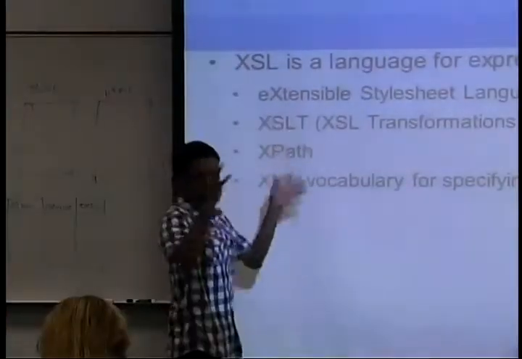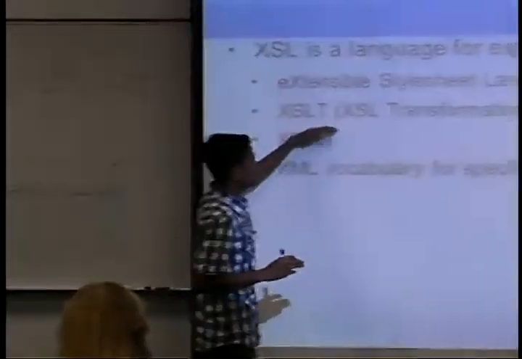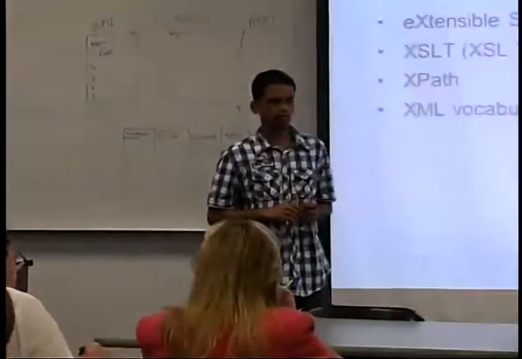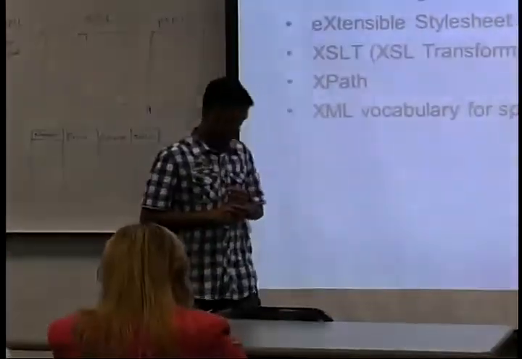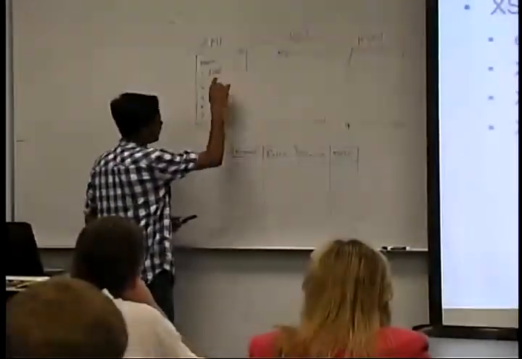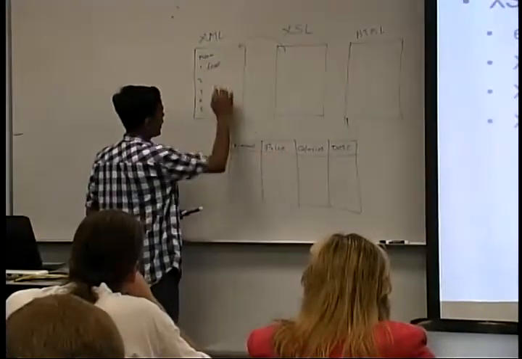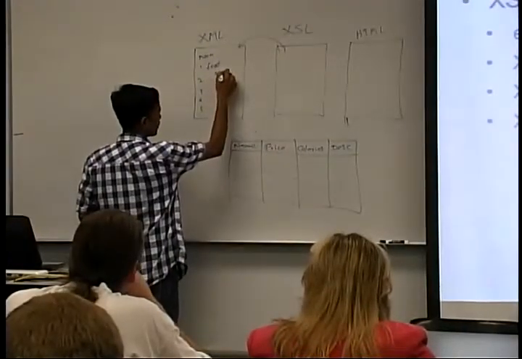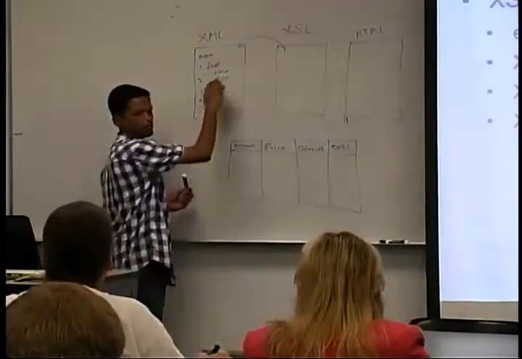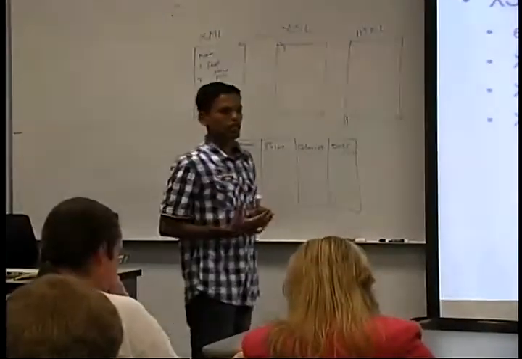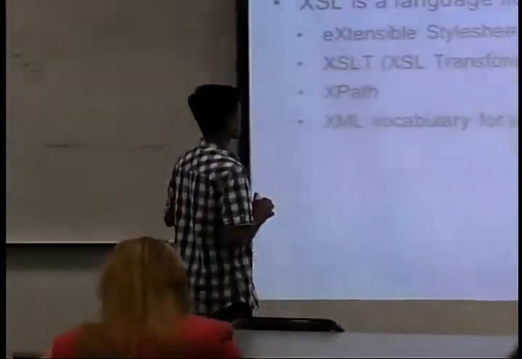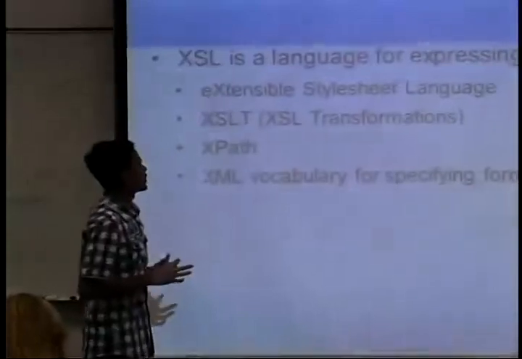So XSL is the major thing which consists of XSLT, the transformations. This file will be written in XSLT, which is the language, and XPath is how you refer to elements. I have to tell here that the food element should be displayed in this format, and name, which is under food, and price, like that. So I have to somehow refer to these elements. There is a standard format of referring to these elements called XPath. We will go through some examples. That is why XPath is very relevant to XSLT.